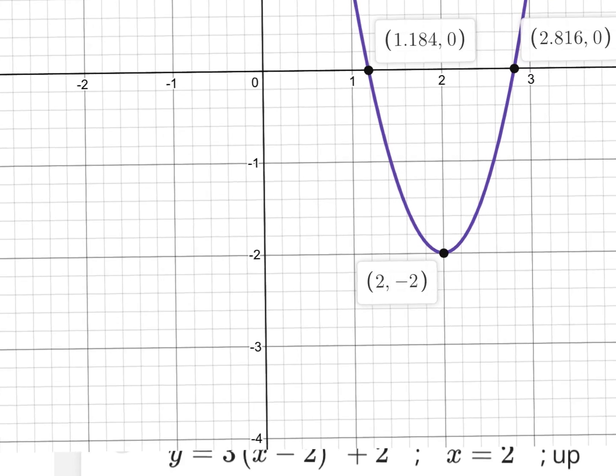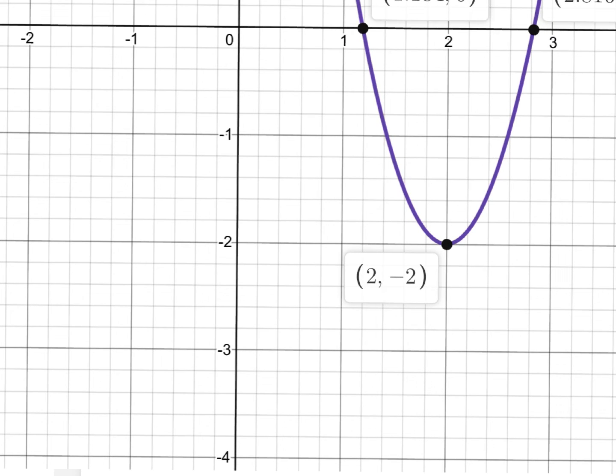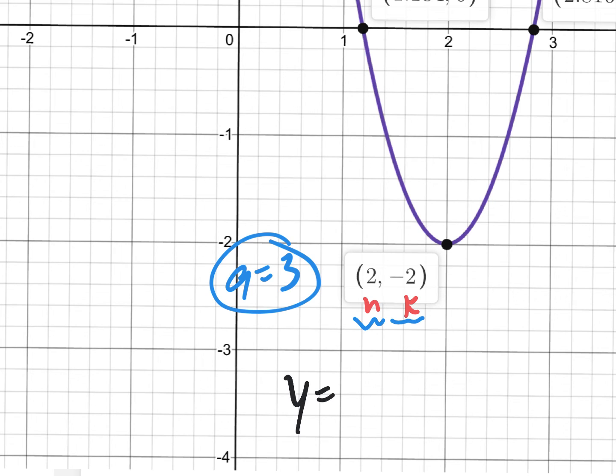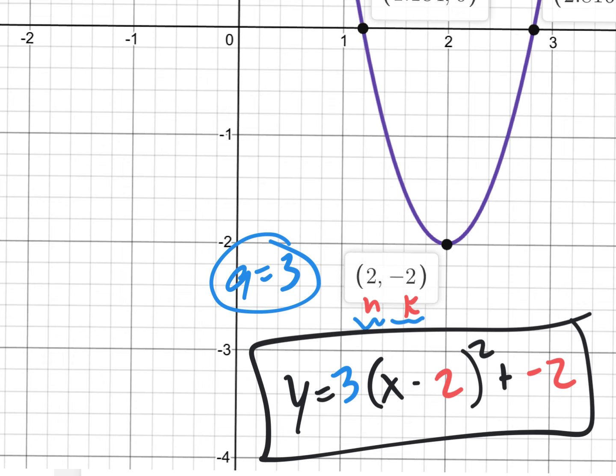So click on that vertex, and you will see that it's h value of 2, k value of negative 2. And you already knew from the beginning that your a value was 3. So if you know your a, your h, and your k, you'll be able to write your equation. That equation will be y equals 3 parenthesis x minus 2 squared, plus the k value, negative 2. So this is the equation that we want.